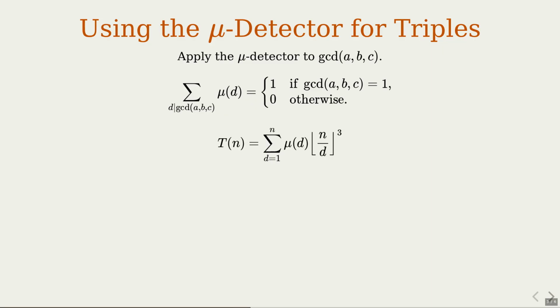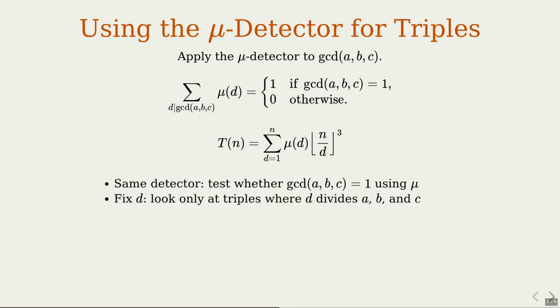Now we apply the detector to every triple between 1 and n. For a fixed d, the integer part of n over d counts how many multiples of d we can use in one coordinate, and taking the cube counts how many triples of such multiples we get. Then mu of d tells us whether to add or subtract that whole block of triples in the final count. The heart of the method is unchanged.